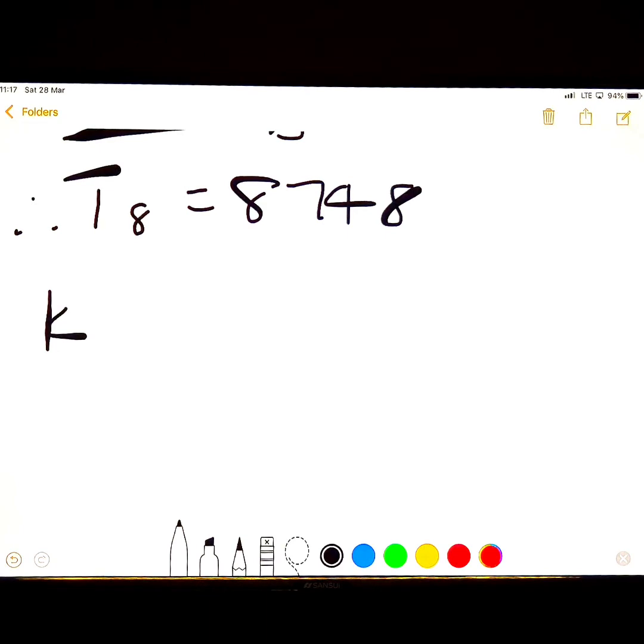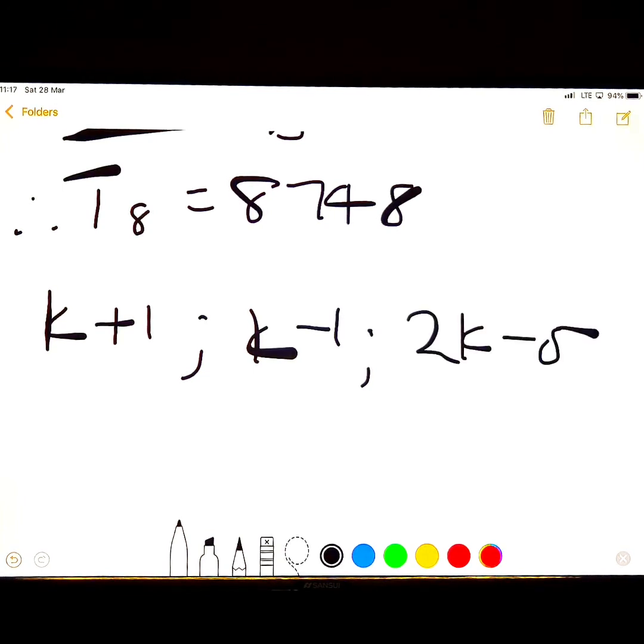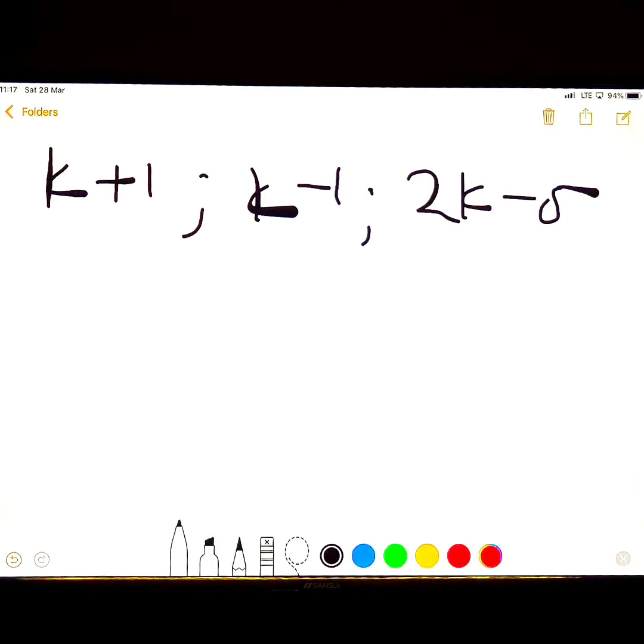k plus 1, and then k minus 1, and then 2k minus 5. Okay, so let me just go up. Yes, this is what we have. So from here, they say calculate the value of k and hence the possible sequence. Now the possible sequence means that they want you to find T1, the term 1, the term 2, and the term 3. So what do you usually do in terms like this?